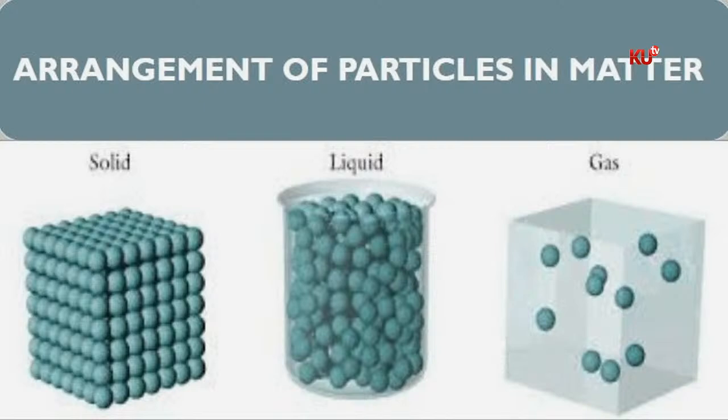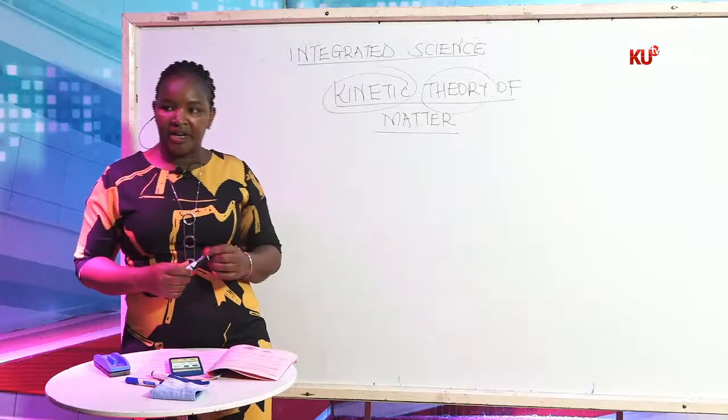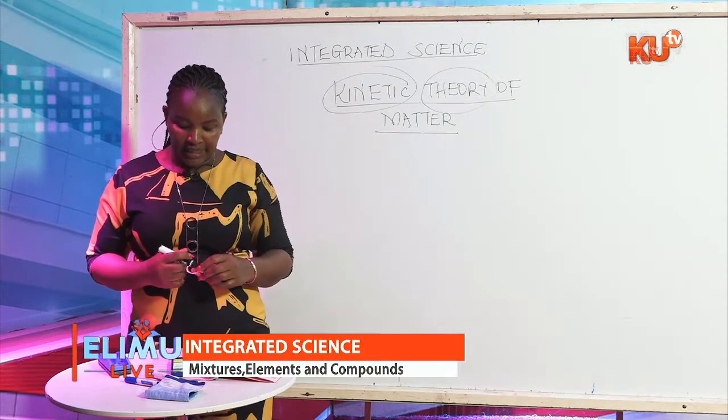In the second diagram, there are some balls inside a container, and the subtitle there is a liquid. And in the third one, there is a box that seems to have balls scattered all over. Again, I'll be explaining what that is all about. The next diagram is the explanation of what you have just seen on our screen.